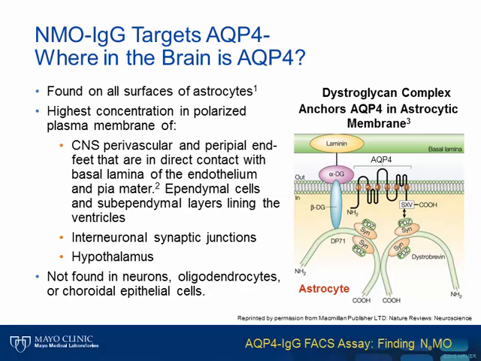The water channel sits on astrocytes in the brain. Its highest concentration is in polarized plasma membrane, and here you can see it sits within a dystroglycan complex. It's present at the CNS, perivascular, and peripial end feet that are in direct contact with the basal lamina of the endothelium and the pia mater. It's also present in the ependymal cells and the subependymal layers lining the ventricles, which is important because we now know that lesions in the brain tend to localize in these areas where there's high expression of water channel. They're also present in hypothalamus and in interneuronal synaptic junctions. They're not found in neurons, oligodendrocytes, or choroidal epithelial cells.